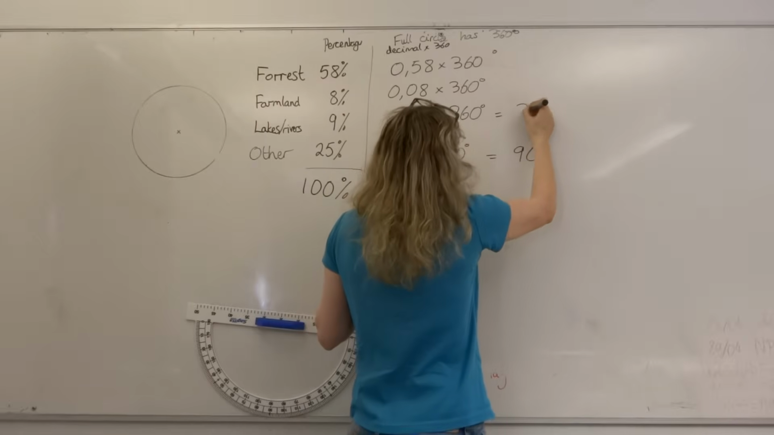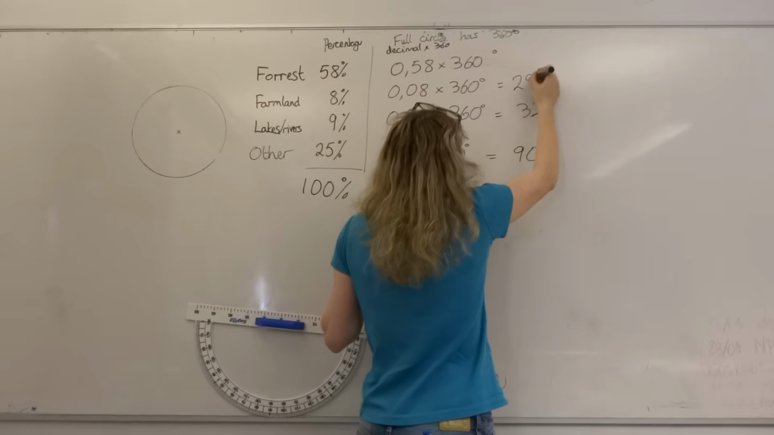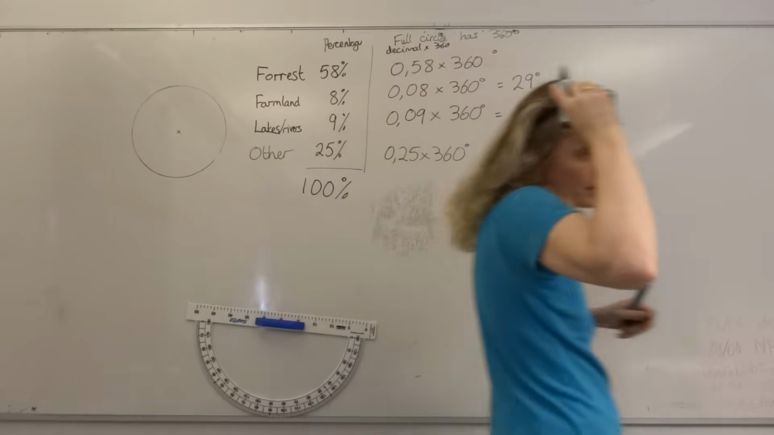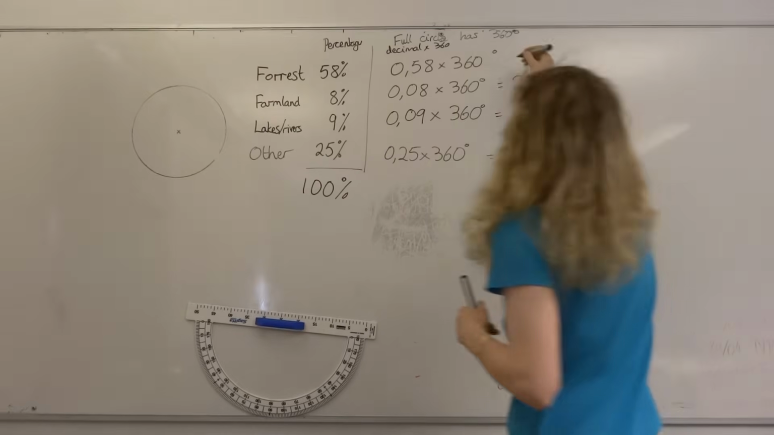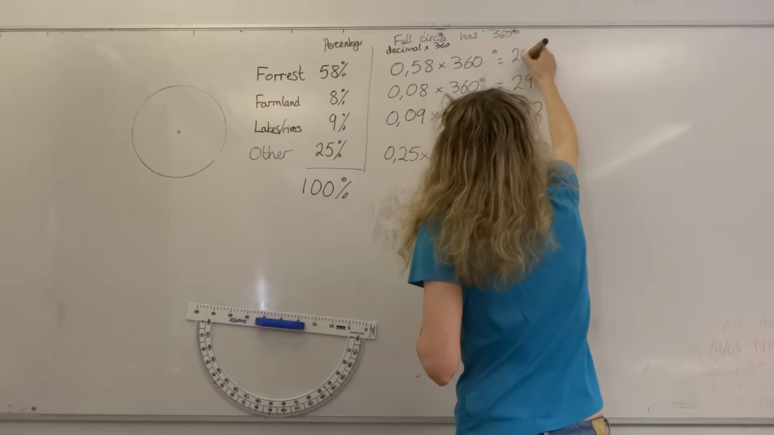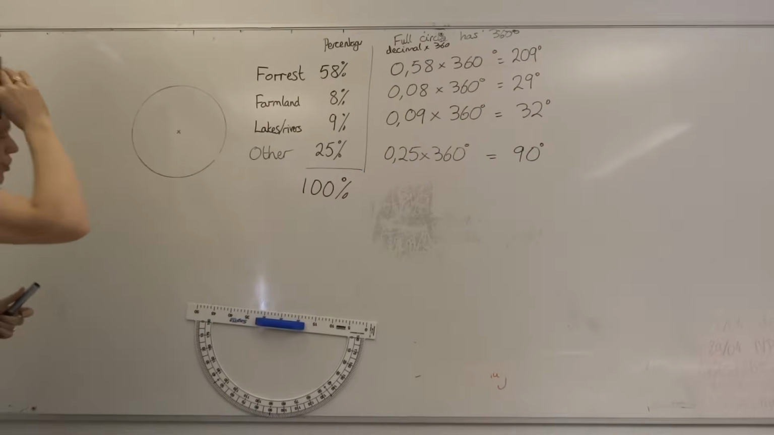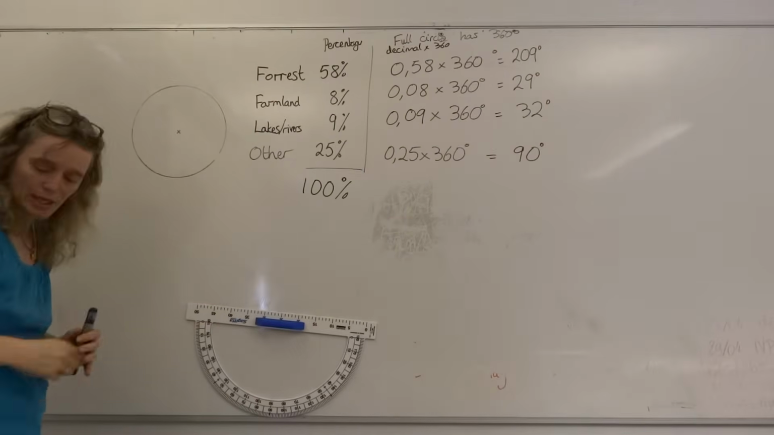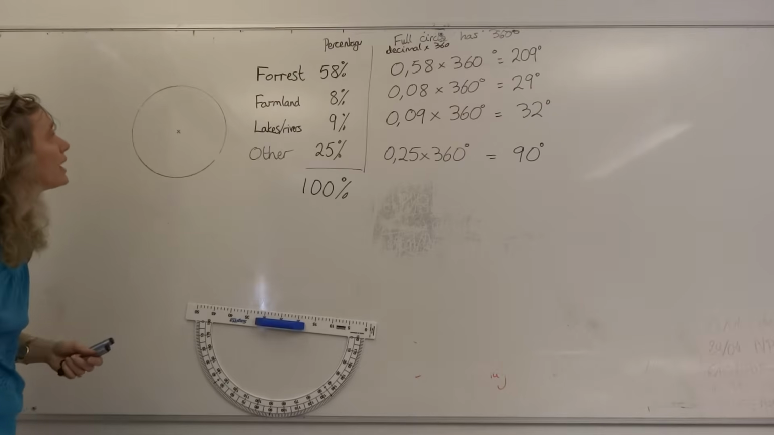0.09 is 32 degrees. 0.08 is 29 degrees. And 58% is 209 degrees. So now we know what degrees we need to draw on our circle, and we usually use colour pens for the different colours, and we'll do that as well at the end.